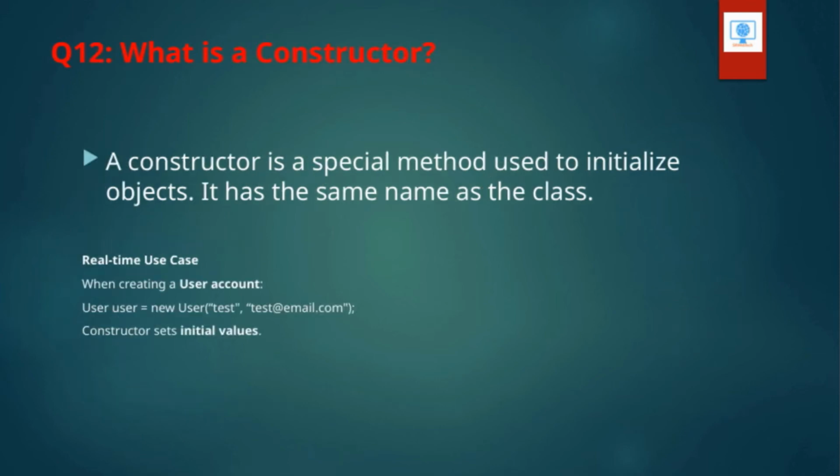A constructor is a special type of method used specifically for initializing objects. Unlike regular methods, it has the same name as the class it belongs to. Think of it as a setup process that runs automatically when you create a new object.